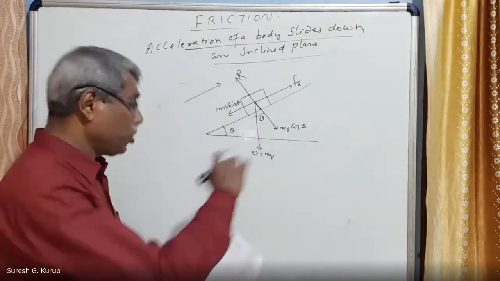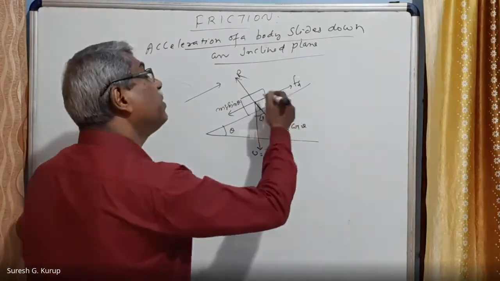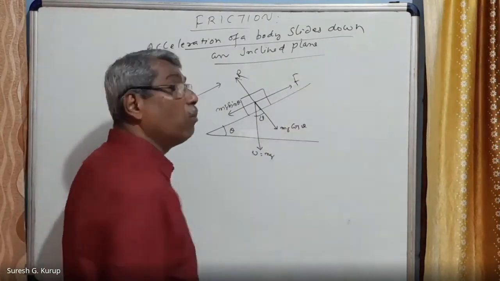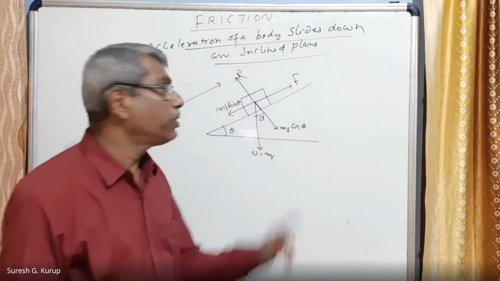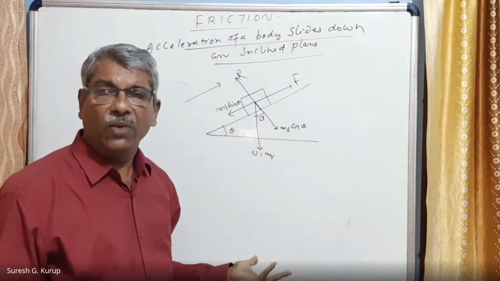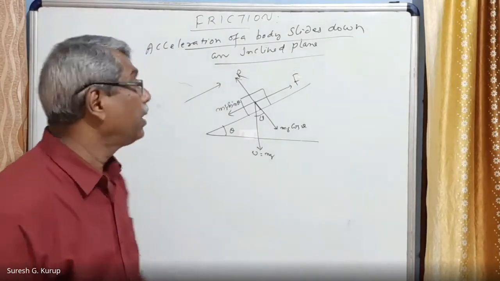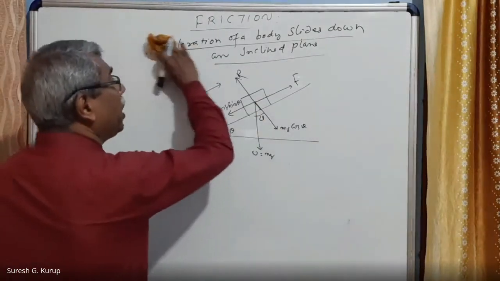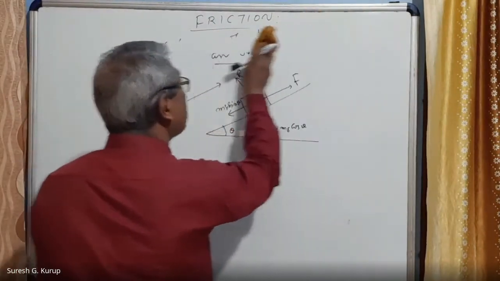So when the body is moved up, you will see that it is moved by this force, capital F. The body is pulled up by the application of a pulling force. The diagram is the second diagram. What we are going to tell you is the work done in pulling up a body along an inclined plane. That is the next topic.